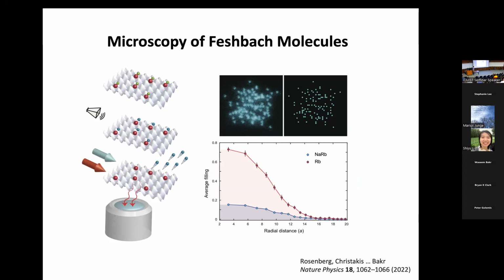Okay, so how do we image them? I told you these molecules don't have these cycling transitions. So what we do instead is we actually just reverse the entire process. We break them apart back into atoms, and then we image, say, the rubidium atoms, and the rubidium atoms act as tags that tell us where the molecules are in the lattice.